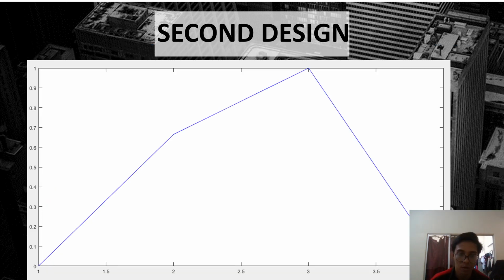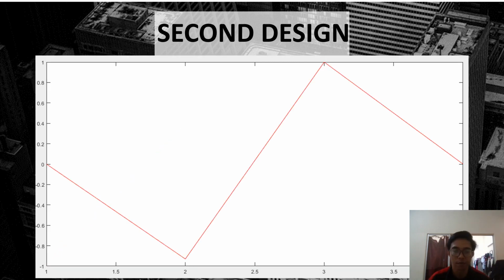So this is the graph for the second design for the lowest natural frequency. You can see that the value from 0 increases proportionally to 0.6, increases again to 1, and decreases to about 0.1. And lastly, for the graph of the highest natural frequency of the second design, you can see that the value from 0 decreases to negative 0.9, increases upward to 1, and decreases to 0. Thank you.